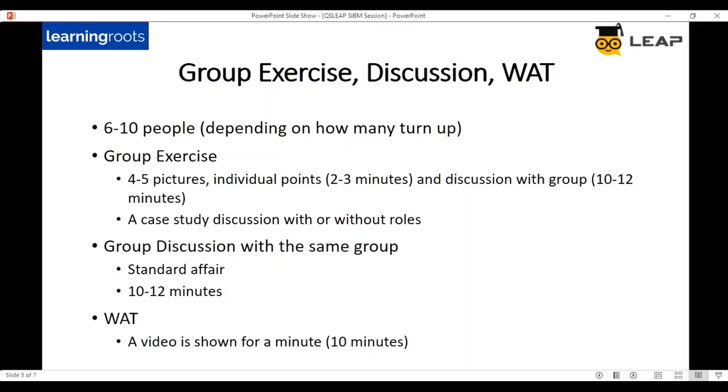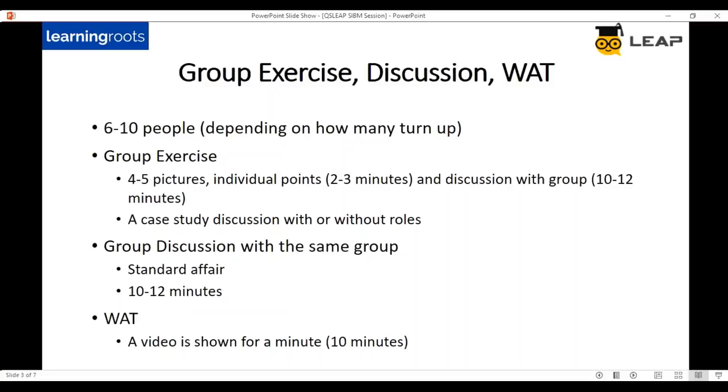So is this slide visible now? The 6 to 10 people slide. Yes, right now I see group exercise discussion, WAT, 6 to 10 people depending on how many turn up, group exercise and so on. Perfect. Okay, so this is the slide that I was talking about. I was under the assumption that it's visible, but it's okay.